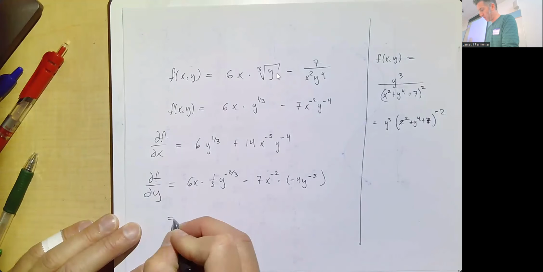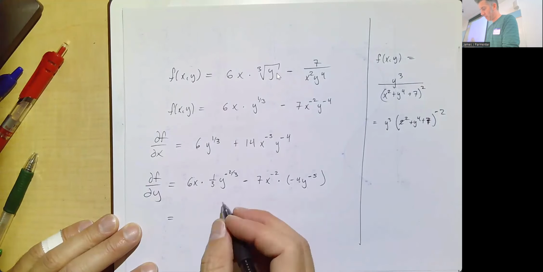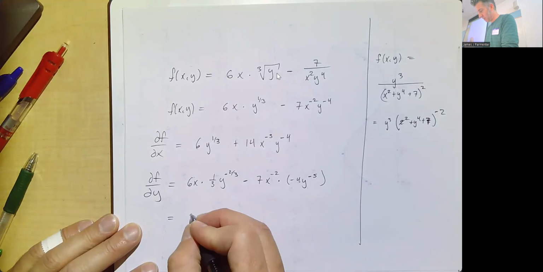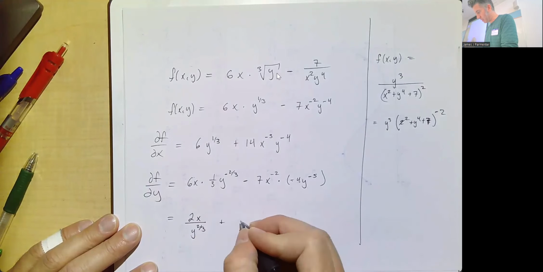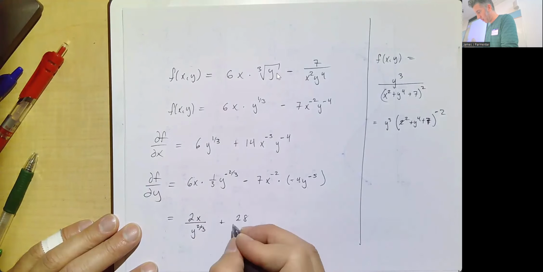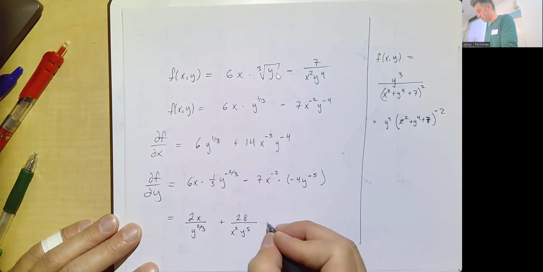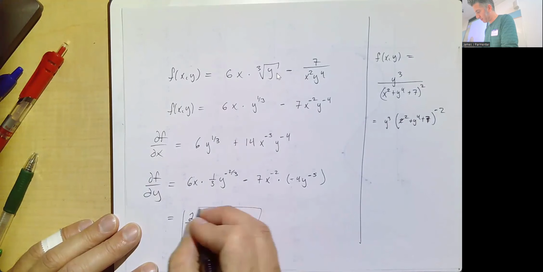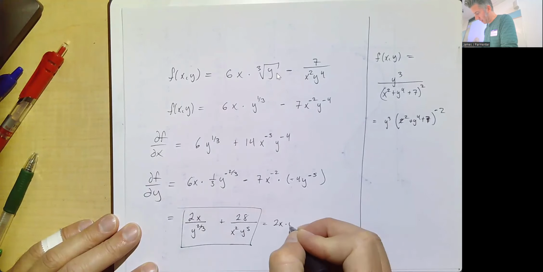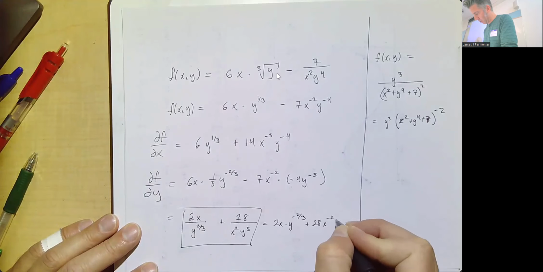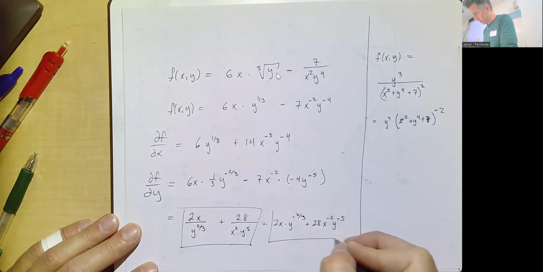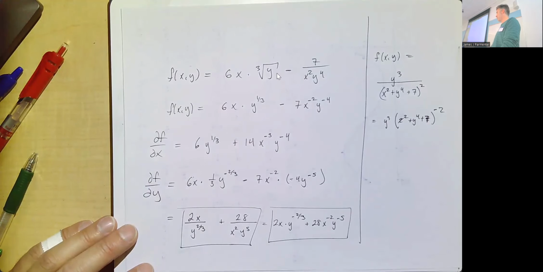And then we should simplify. I'm going to write this using positive powers just because I can. I'm going to write this as 2x over y to the 2/3 minus times the minus is plus 28, and I'm going to write that over x squared y to the 5th. It would be just as good to write this as 2x times y to the negative 2/3 plus 28x to the negative 2nd y to the negative 5th. Either way of writing this is totally fine.